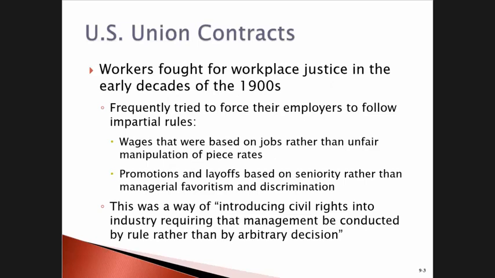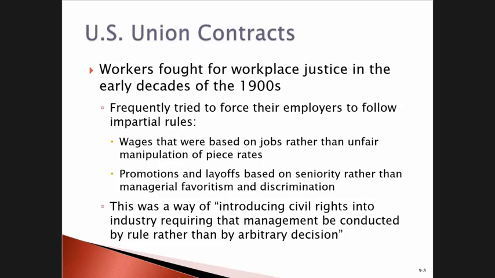U.S. union contracts. Workers have fought for workplace justice in the early decades of the 1900s. What they were attempting to do was to force employers to follow impartial rules. So they wanted things like wages based on jobs rather than unfair manipulation of piece rates. They wanted fair treatment in the workplace. They wanted things like promotions and layoffs to be based on seniority rather than managerial favoritism and discrimination.